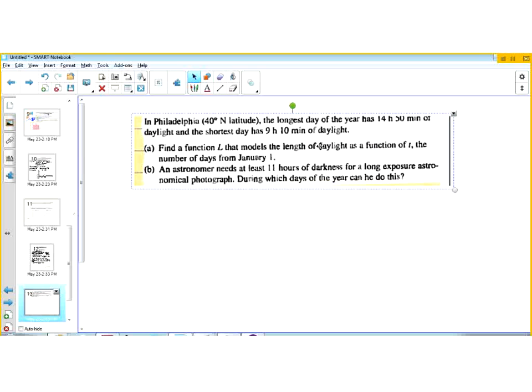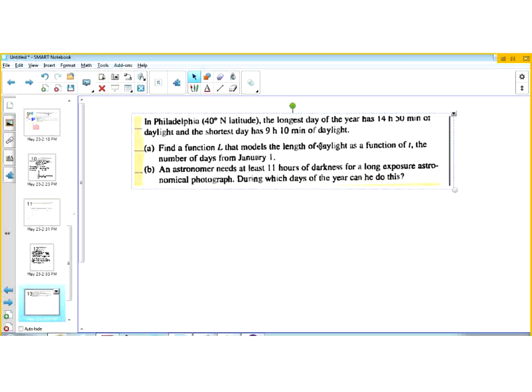So in Philadelphia, at 40 degrees north latitude, the longest day of the year is 14 hours, 15 minutes of daylight. And the shortest day has 9 hours and 10 minutes. So we want to find a function L that models the length of daylight as a function of t. And t is, of course, the number of days from January 1st.